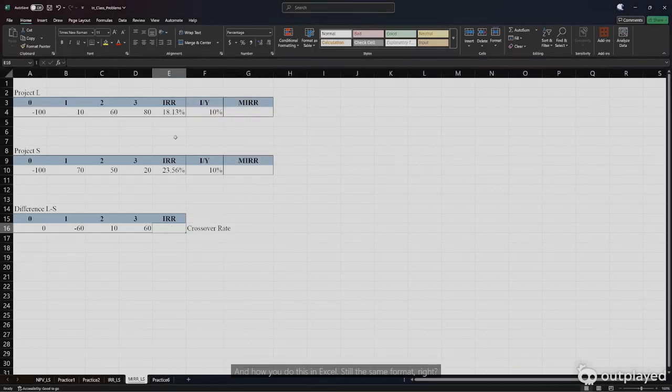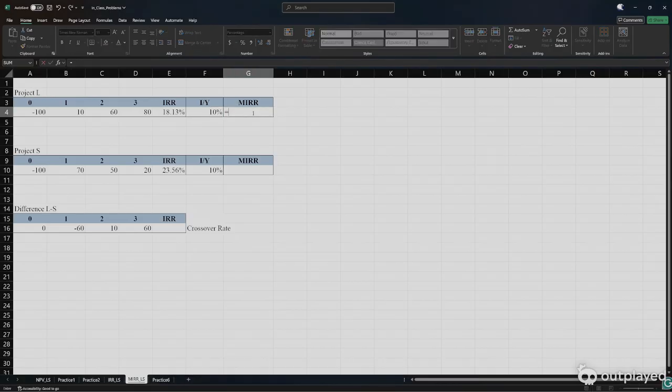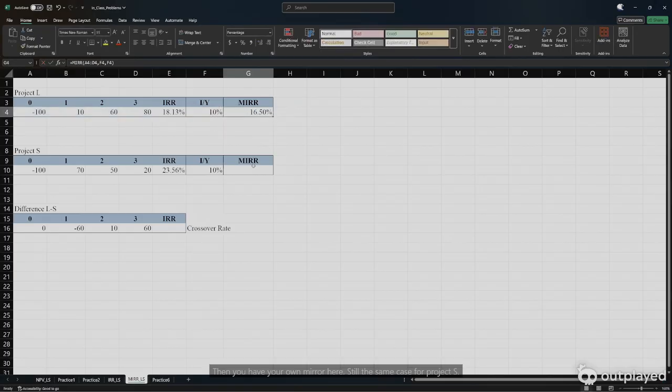And how do you do this in Excel? Still the same format, right? So we had the internal rate of return, under the 10% interest rate that we are using. To calculate the MIRR, there's an in-built function for modified internal rate of return too. So include all the values here, and it's asking us to type in the finance rate and reinvestment rate. In this case, we just use the same weighted average cost of capital. Then you have your own MIRR here.